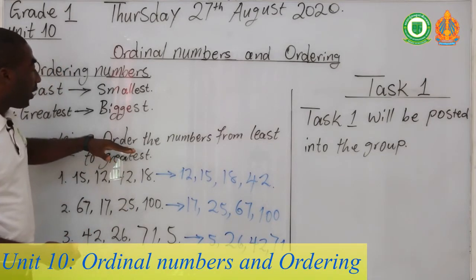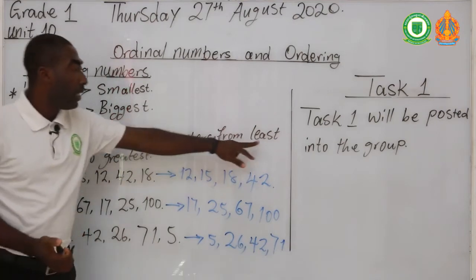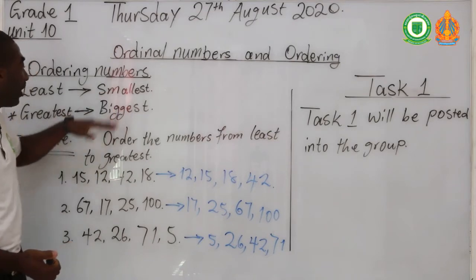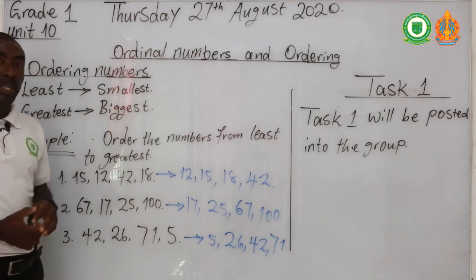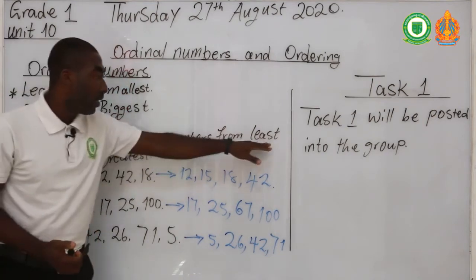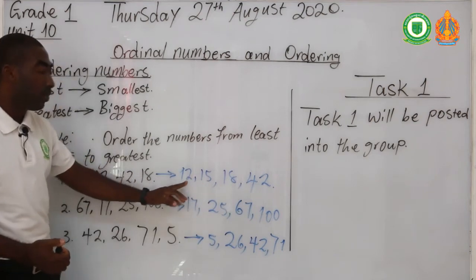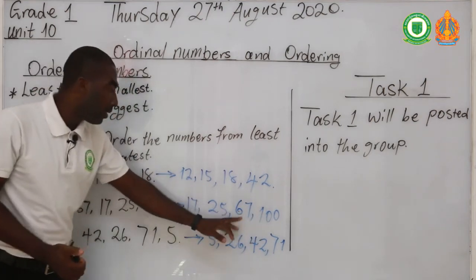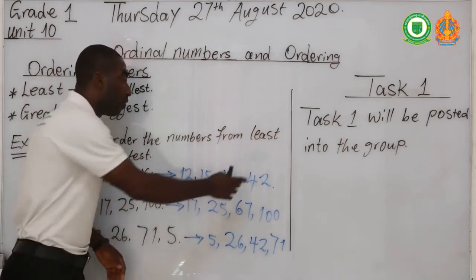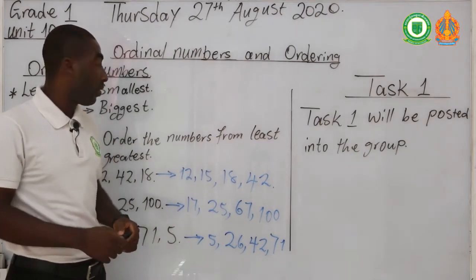To go over, we say order means to arrange. We are arranging from least to greatest. Least means smallest, and greatest means biggest, okay? If your question changes from greatest to least, that means you have to start from 42, 18, 15, and 12. Then 100, 67, 25, 17. That means we're going to bring this one here and then it goes at the back of it, okay?